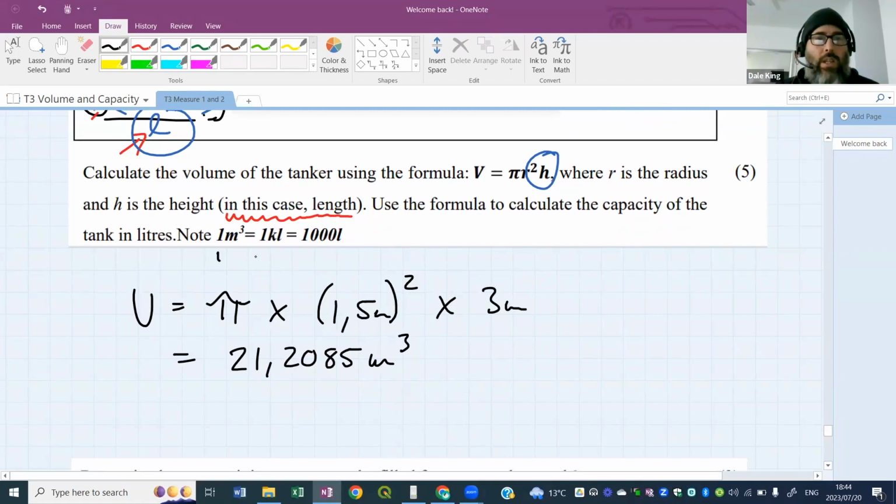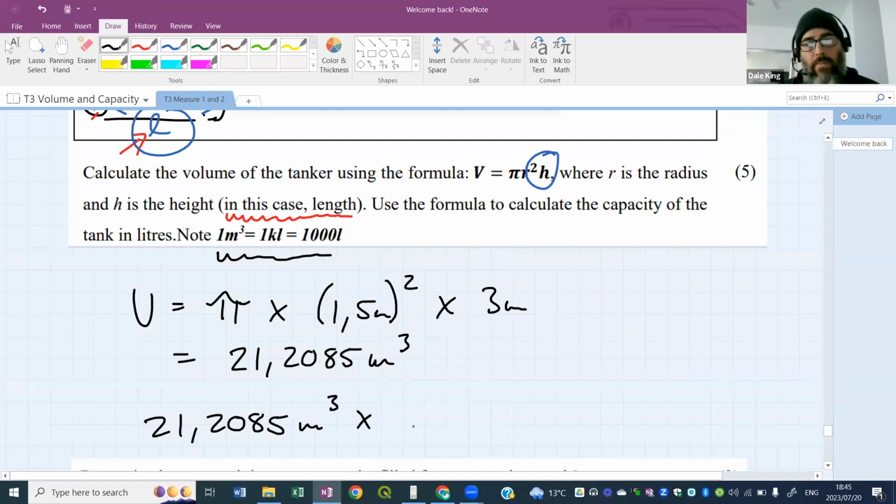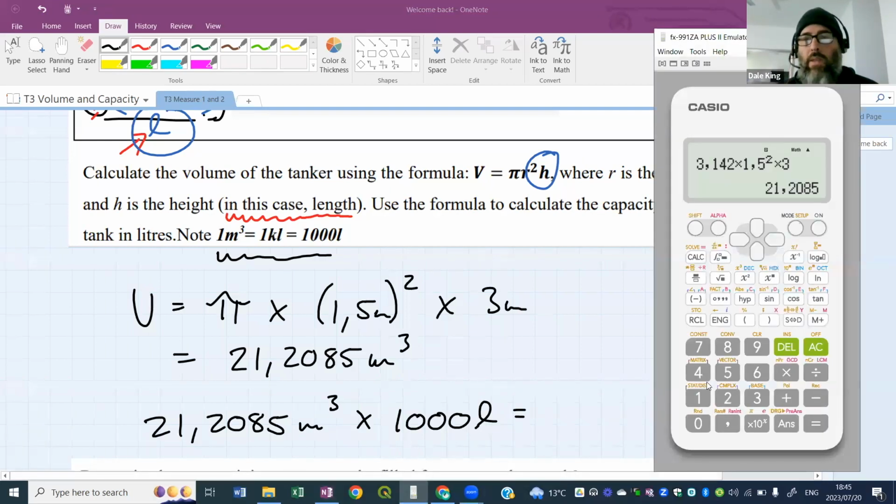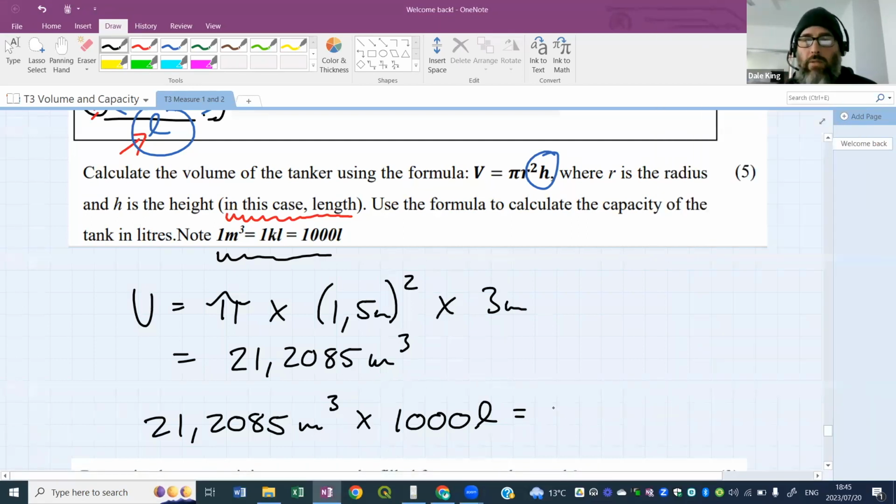Now they give me a conversion here. I need to get to liters. Every 1 cubic meter is 1,000 liters. I've got 21 cubic meters, and every one of those is 1,000 liters. So I need to times this by 1,000, because every 1 cubic meter is 1,000 liters. Take my answer and times it by 1,000, and I get 21,208.5 liters. We all getting that?